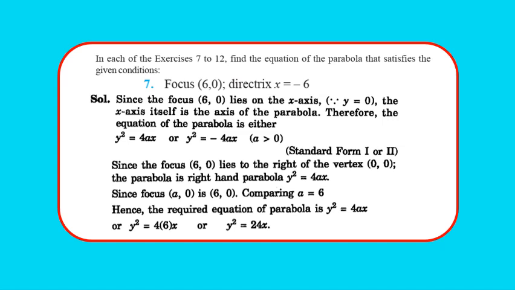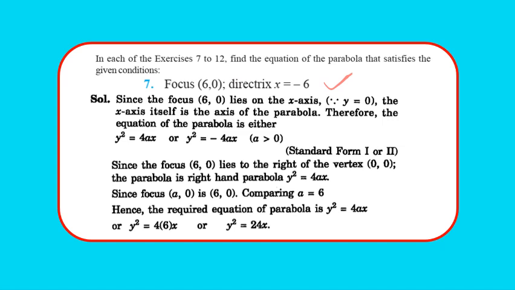Now in each of the exercise 7 to 12, find the equation of the parabola that satisfies the given condition. That is, a few conditions are given and we have to find the equation of the parabola. So question 7: focus is given (6, 0) and directrix is x equals to minus 6. Since focus (6, 0) lies on the positive x-axis, the x-axis will be the axis of the parabola.